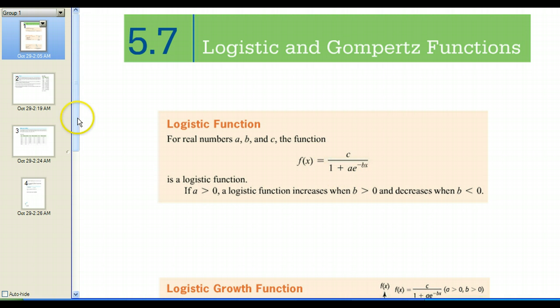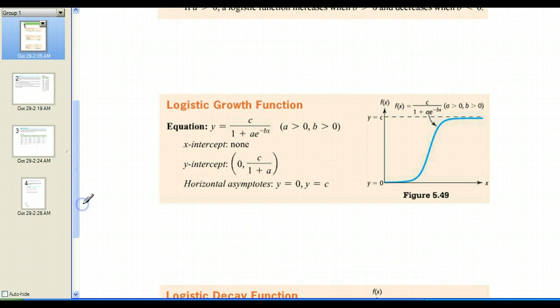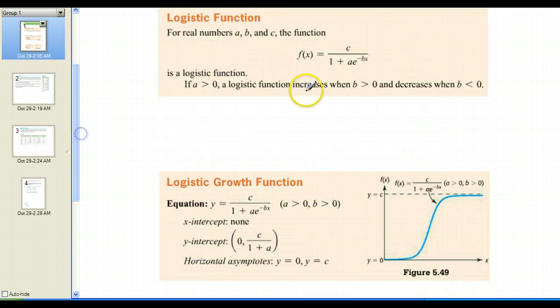Alright, logistic growth. Again, same exact formula. If you look, there's no difference in this. C over 1 plus A e to the negative bx. Logistic growth just means what we said: A is positive and B is positive.